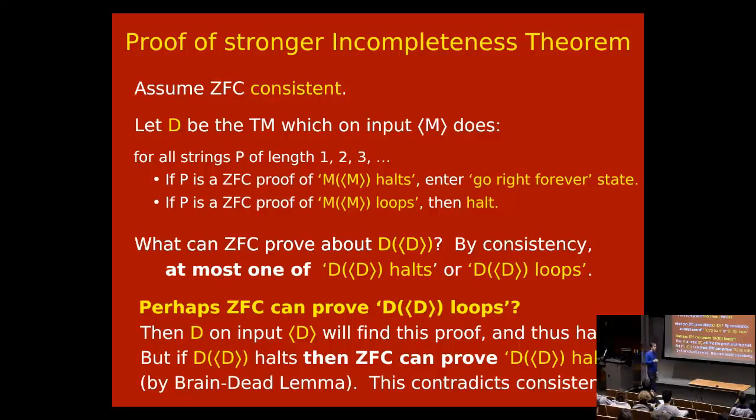And then we know, by the brain dead lemma, if you have a Turing machine and a string, such that the Turing machine running on its string halts, there's always a proof of that. If a Turing machine really halts on a certain input, you can always have a proof of that in ZFC. So if it really does halt, then there's a proof that it halts by the brain dead lemma, and then we get a contradiction, because ZFC apparently now proves that D of D loops and that D of D halts. And that contradicts consistency.